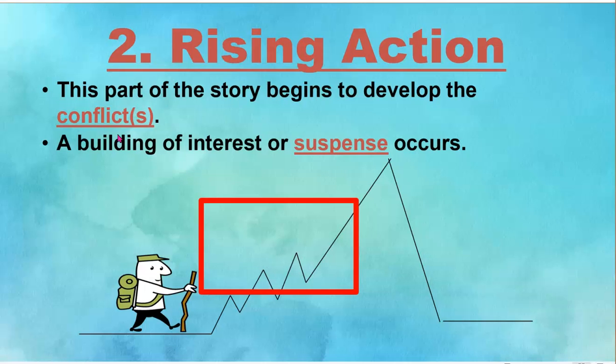Sometimes there's more than one, but there's always one main conflict that the character has to deal with. So remember, it's written here in red, so that is going to be one of your blanks. And again, number 2 is your rising action, which makes sense because we're going up our mountain. Secondly, it is a building of the interest or the suspense that occurs. So it's kind of like, oh, what's going to happen? How is this character going to get through this problem that they're facing?